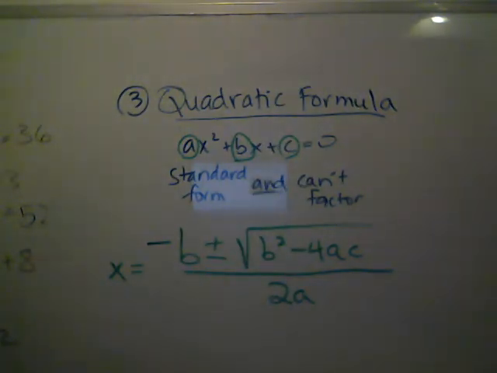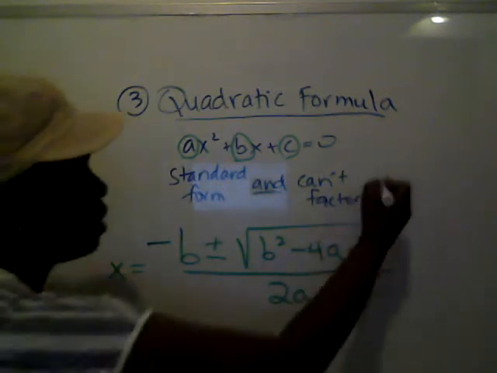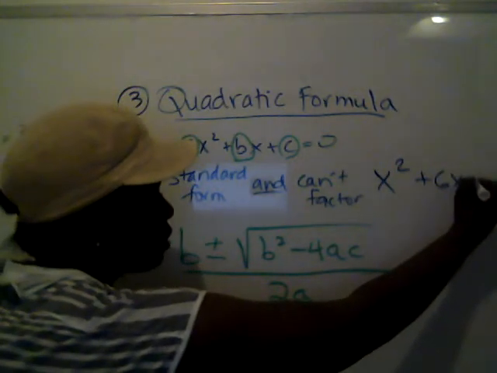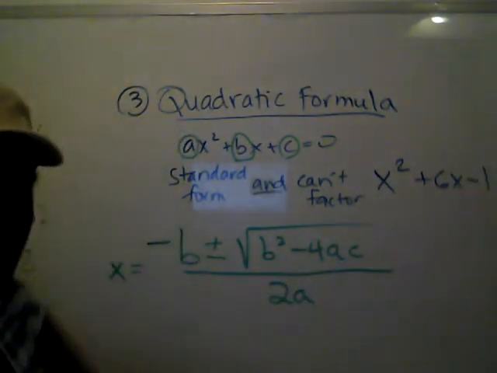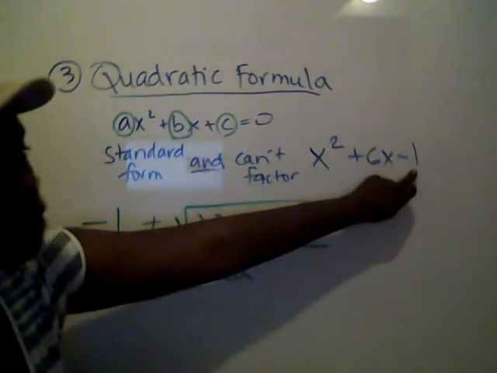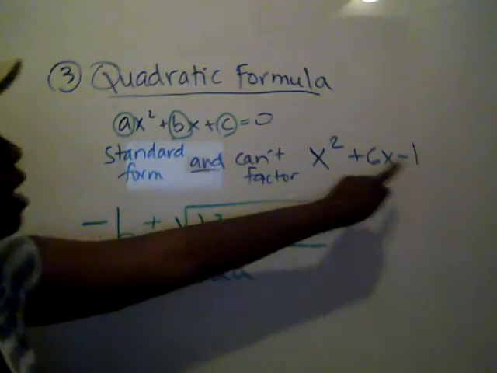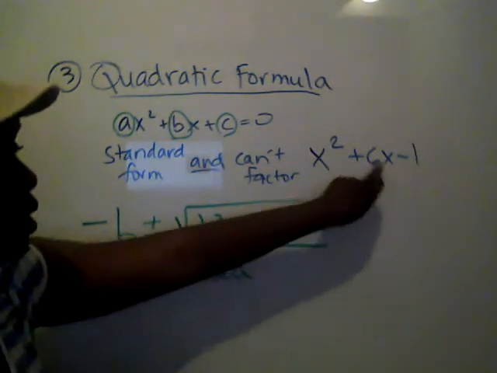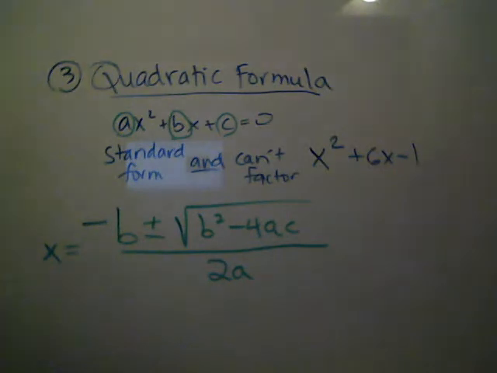So let's throw up an equation. So let's say we have x squared plus 6x minus 1. So if we have x squared plus 6x minus 1, there is no way that we can find numbers that multiply to 1 that somehow get us to 6. Okay, so it's in standard form. We have x squared, x, and then a constant, but we can't factor it. So we're going to have to use the quadratic formula.